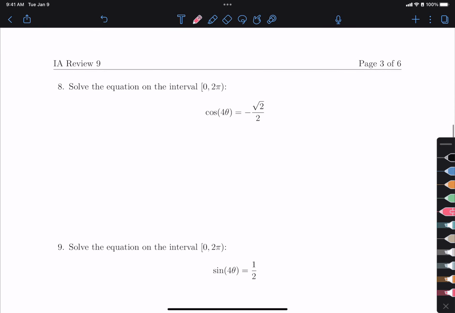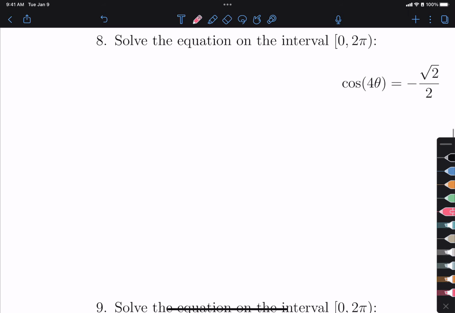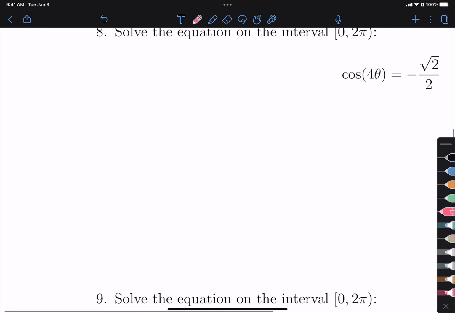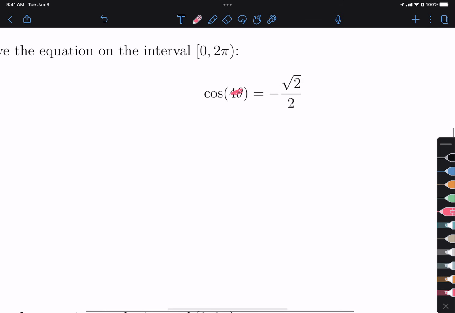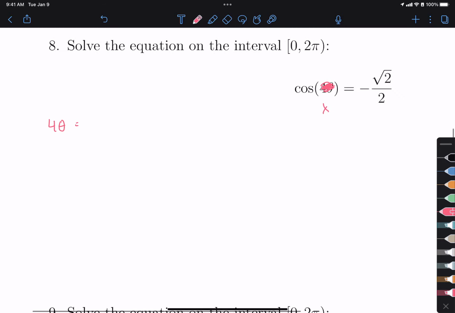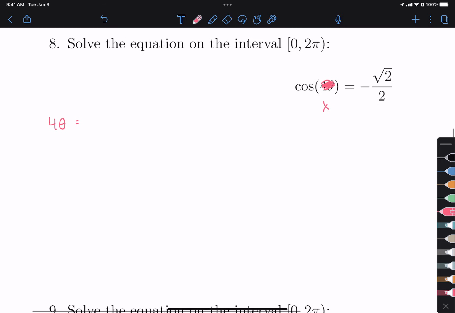So question 8. We're going to solve cosine of 4 theta is equal to negative root 2 over 2 on the interval from 0 to 2 pi, right? So my first thing I'm going to say is we'll solve this as if 4 theta was our input, right? So what if we were just thinking about cosine of x, right? When does x make this true, right? So 4 theta can either be, if you look on your unit circle, I'll have you do that now.